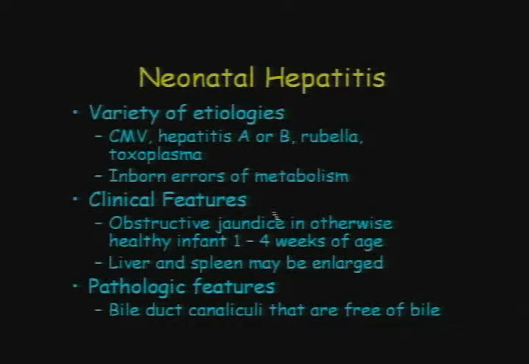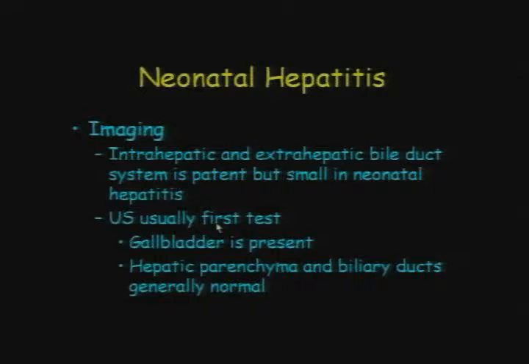There are a lot of things that cause neonatal hepatitis. They can be infective. It can be inborn errors of metabolism. And surprisingly, even though these kids may be infected, they look clinically well, but they have conjugated hyperbilirubinemia. And when you look at them, they usually have a normal appearing liver and spleen on ultrasound, but it may be large. Bile duct canaliculi at biopsy are free of bile.